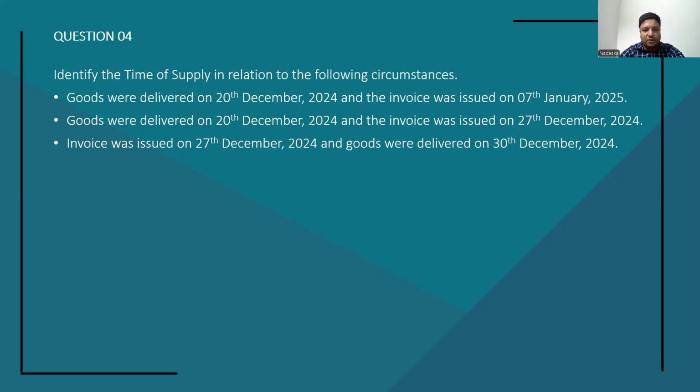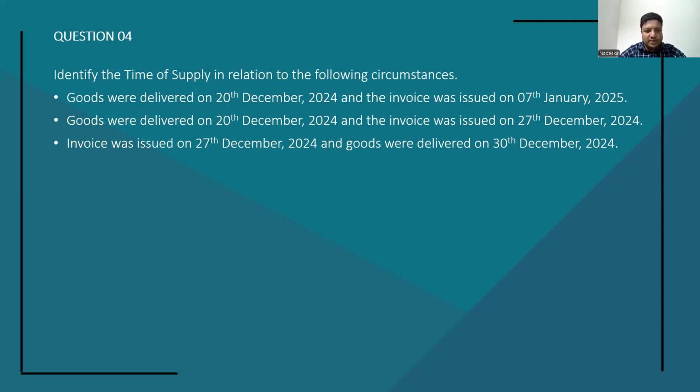Goods were delivered on 20th December 2024 and the invoice was issued on 27th December 2024. So within 10 days, the invoice has been issued. Therefore, you have to take the date of the invoice as the time of supply, not the date of delivery. So 27 December 2024 should be taken as the time of supply in the second situation.